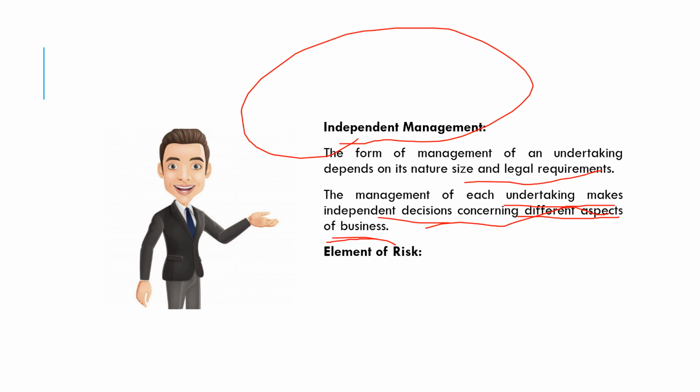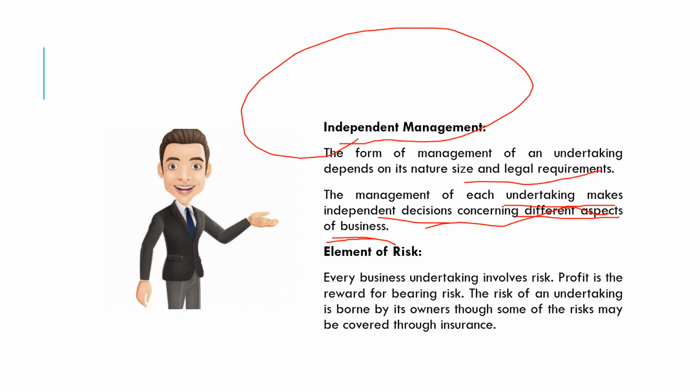Next, element of risk. So, element of risk is involved in every kind of business. So, every business involves risk. Profit is the reward of bearing risk. If you bear the risk now, in future you will get profit as your reward.